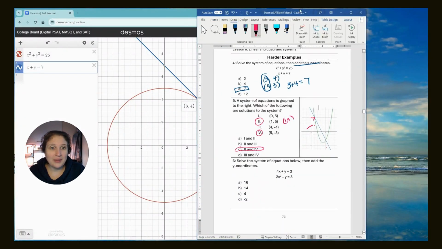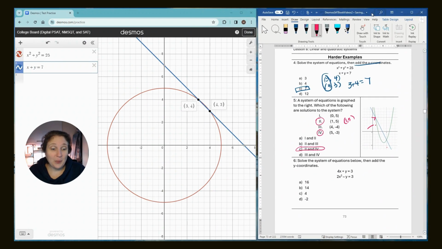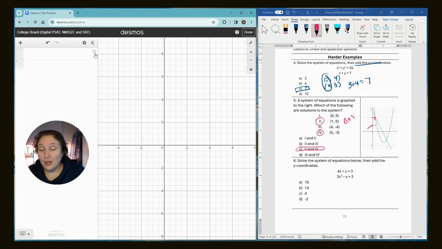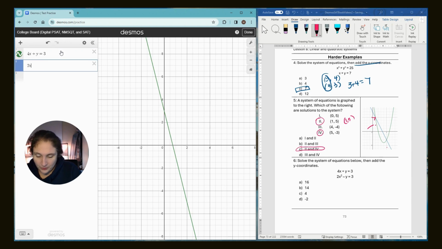All right, let's go on to our next question. Solve the systems below and then add the y coordinates. So the long way that they want you to do it is substitution. Actually you could do this by elimination, but substitution would probably be easier. If you did elimination, the y's would cancel, and then you would have a trinomial, and then you would have to factor the trinomial to get a root and work backwards. Instead, we're going to just type it into Desmos. 4x plus y equals 3. 2x, shift 6 squared, use the arrow key to get out of the exponent, minus y equals 3.